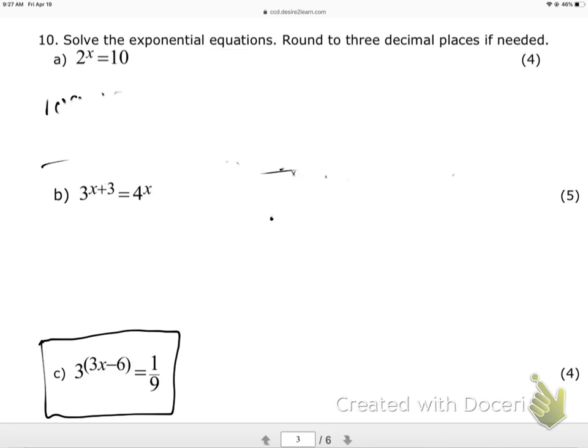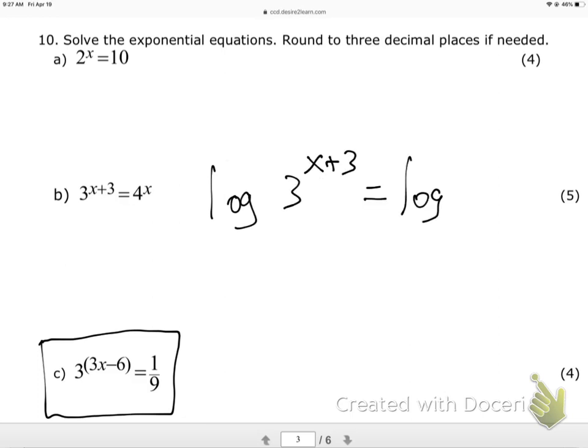Okay, now this next one. I've seen people do this different ways as well. Some smarter people do some fancy stuff. But if I log both sides, I'm going to get that. I'm going to get that. I can now bring the exponents to the front.